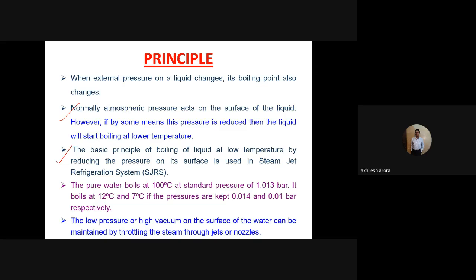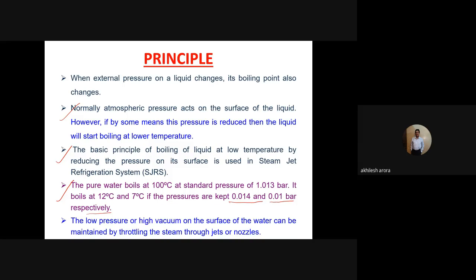Here it is written as steam jet refrigeration system, but actually it is steam jet ejector refrigeration system. The pure water boils at 100 degrees Celsius at standard pressure of 1.013 bar. It boils at 12 degrees Celsius and 7 degrees Celsius if the pressures are kept at 0.014 and 0.01 bar respectively.